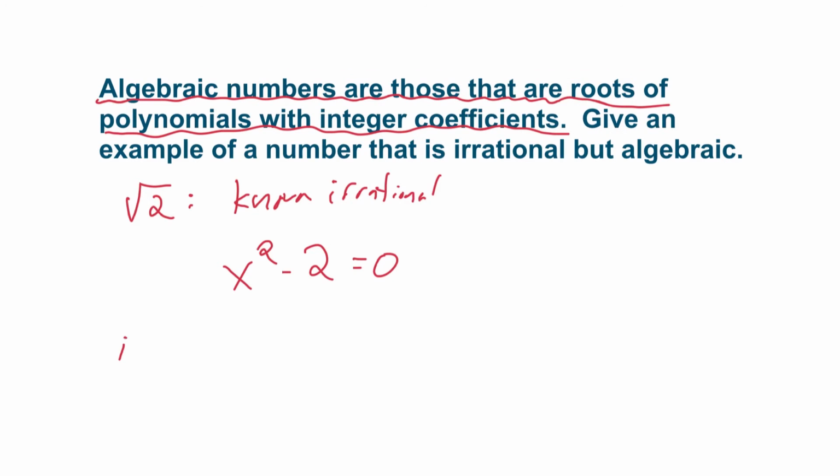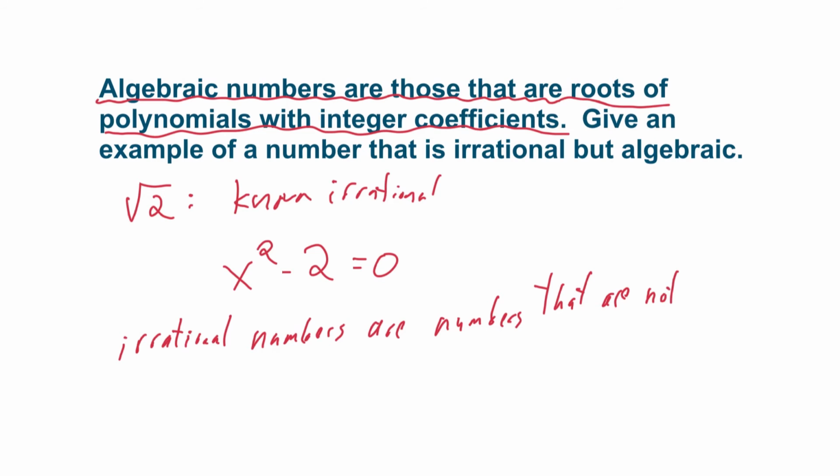Algebraic numbers generalize the notion of irrational numbers in the following way. So irrational numbers are numbers that are not roots of degree 1 polynomials. One can show this. The notion of algebraic numbers says, well, what if you are the root of any polynomial? Then I'll consider you to be good. I'll consider you to be algebraic.